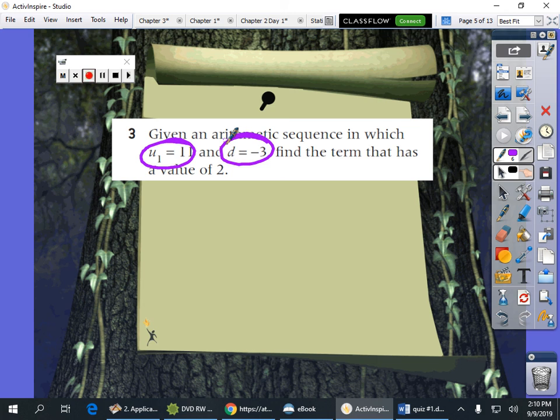But find the term that has a value of 2. What are they talking about? 2 is what? U of n, okay? So they're looking for n. Term is n. Okay, so 2 equals 11 plus n minus 1 times a negative 3. Yes?